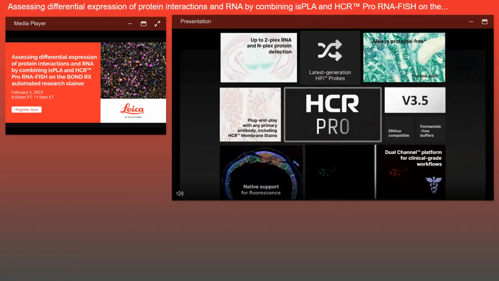So these are some of the features of HCR Pro in a summary. We do enable up to 2-plex RNA and N-plex protein detection. So you can detect up to 2 RNA targets and as many protein targets as you'd like. This process is always protease-free. Again, there's no fine print to that. What is nice about this process when used with protein co-detection is it's really plug and play. So you can use any IF or IHC assay that you're already using and combine it seamlessly with HCR Pro whilst on the Leica BondRx.